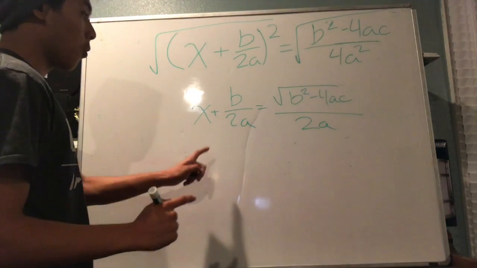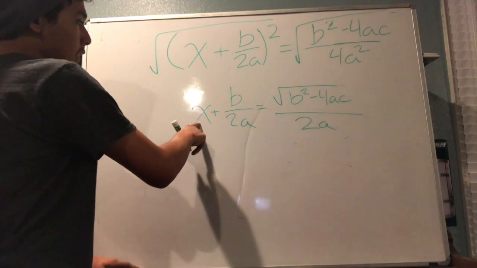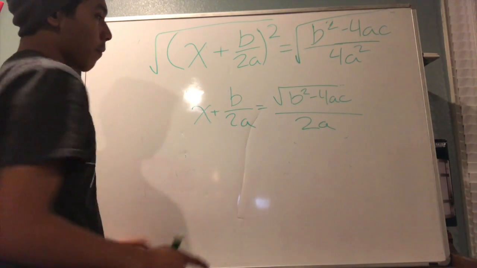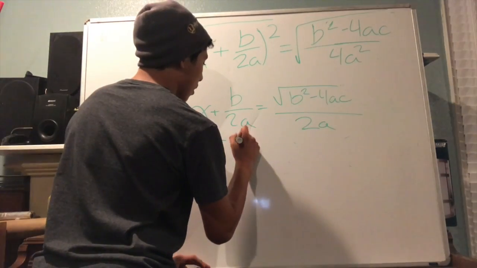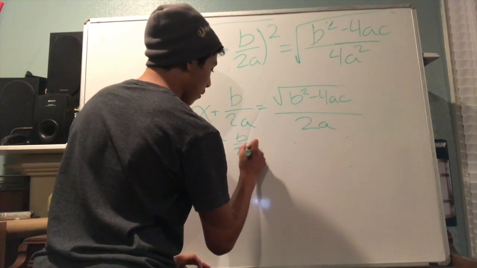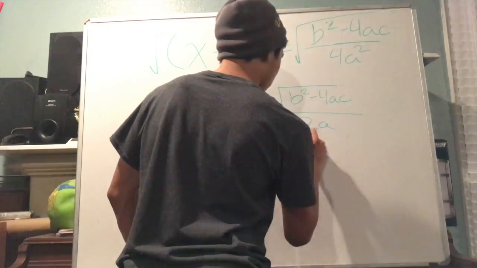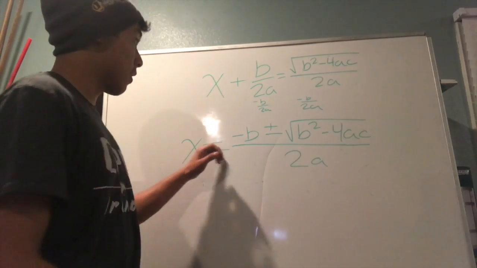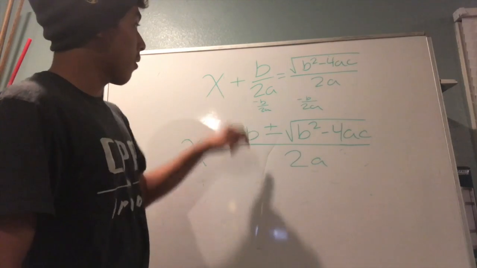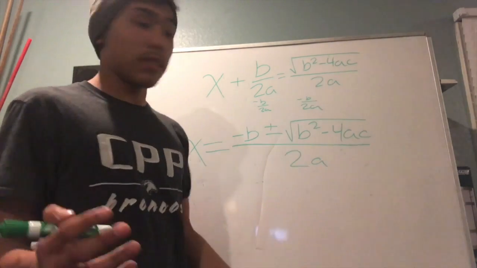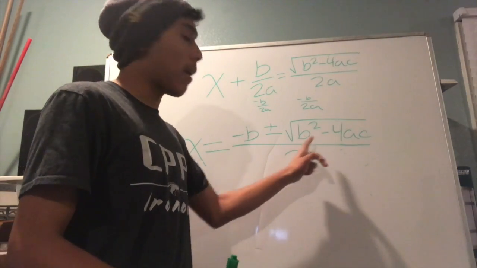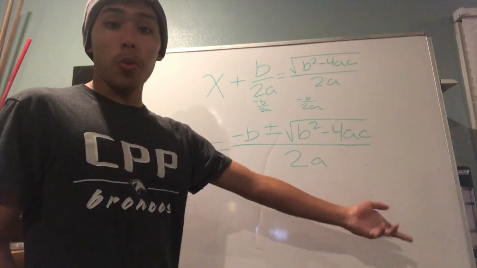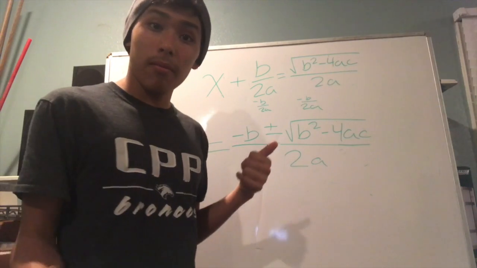So now we're in the home stretch. So right now, x plus b over 2a. We have x, we just need to get it alone. So we just have to subtract b over 2a from both sides. And there we have it. x is equal to negative b over 2a, plus or minus, because the outcome of a square root could be positive or negative, the square root of b squared minus 4ac all over 2a. And that's about it. Thank you.